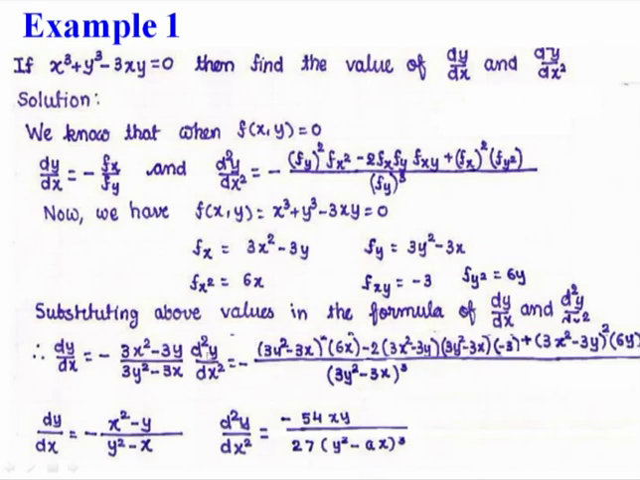And similarly, if we substitute into d square y by dx square, we find the value of d square y by dx square as minus 54xy upon 27y square minus ax.